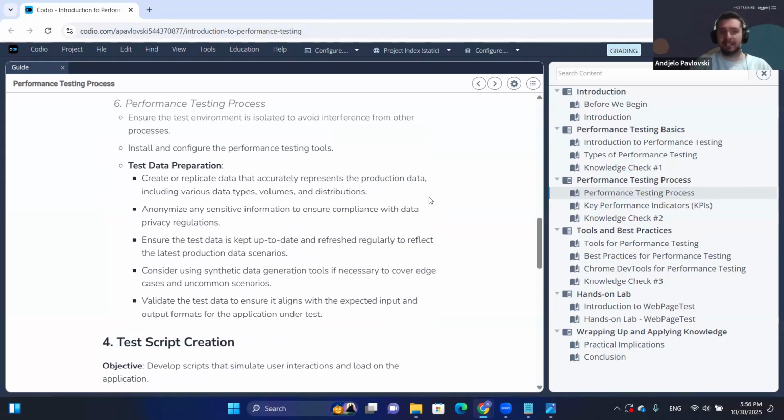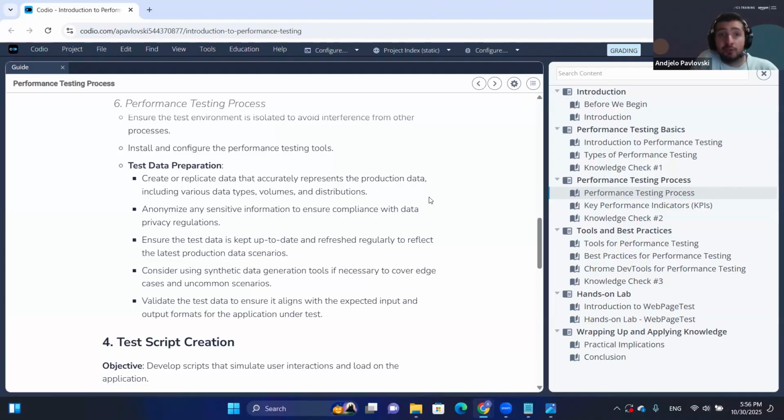And then you prep the data. Basically, you want to make sure everything is as similar as possible to the real deal. So you want to use realistic data. Basically, you don't want to just, let's say, use a single user and then iterate that single user 10,000 times. That probably won't be realistic. So you want to make sure everything is accurate.